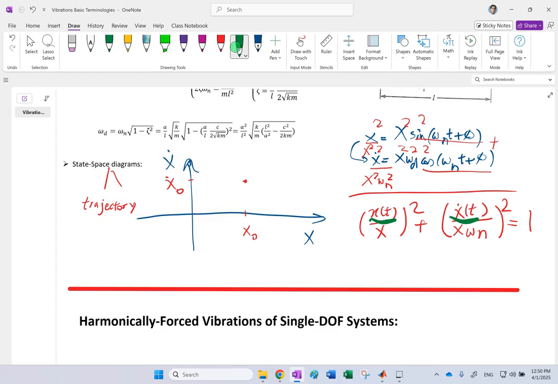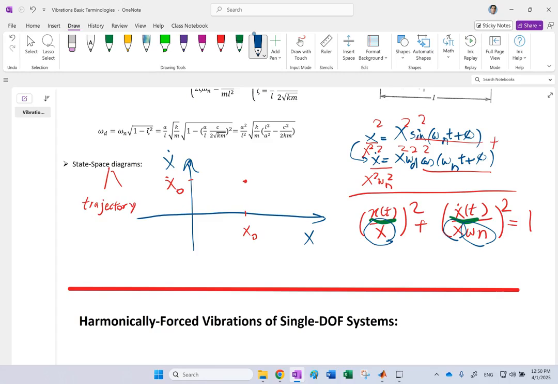Now, if these two are my axes, what kind of equation is that? Well, clearly that's an ellipse, where your semi-minor and semi-major axes are the amplitude of x and the amplitude of x times the frequency, right? So if I want to plot it, I have to plot an ellipse where I have a capital X, the amplitude, and then x times omega n.